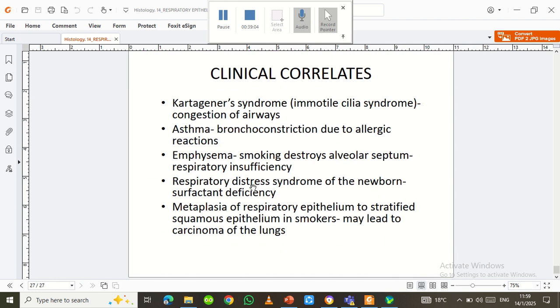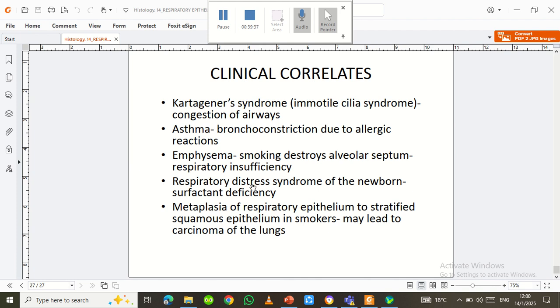So, lastly, our clinical correlates, we have Kartagener syndrome, which is immotile cilia syndrome, right? So, this is going to cause infection. Just imagine if your cilia is not moving, there's going to be accumulation of that antiseptic mucus with bacteria and pathogens, right? And then this can lead to inflammation and infection of your respiratory system, right?